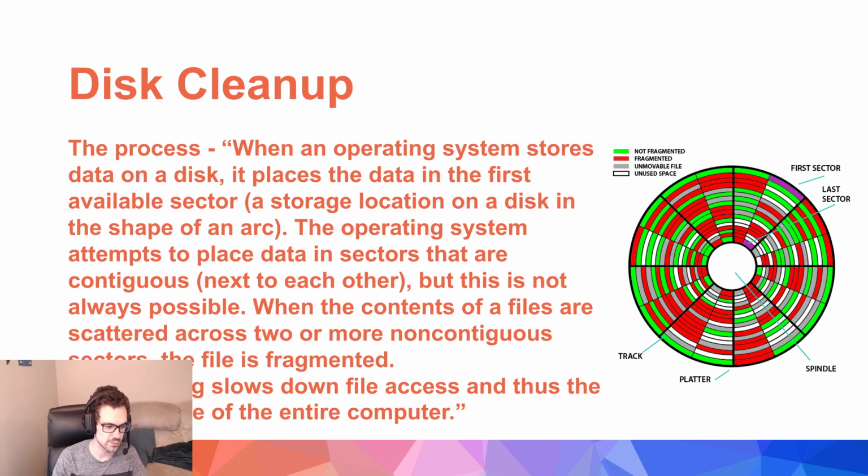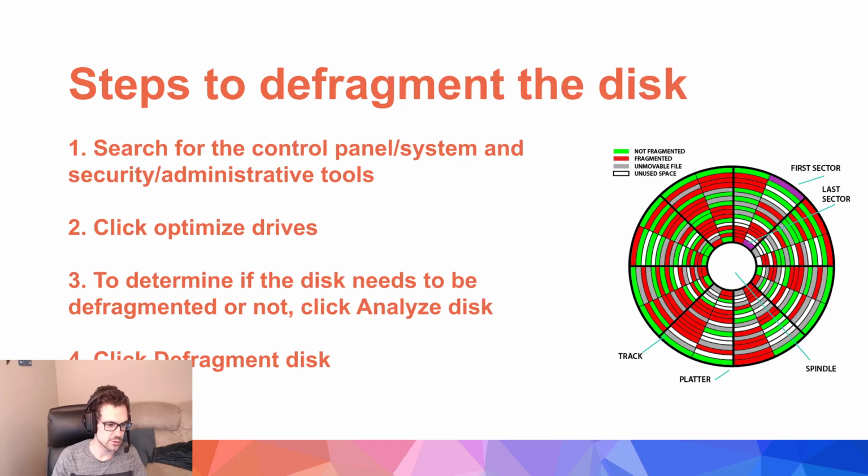And that's from the textbook Exploring Computers that we use. Okay. Now, steps to defragment the disk: search for the control panel, as I already said, security. Control panel, system and security, administration tools. Click optimize the drives. I already did this with you.